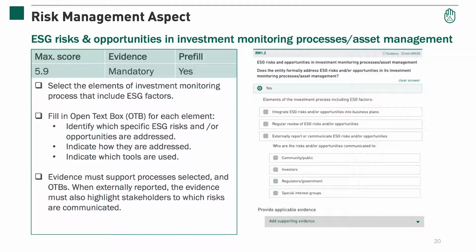applies to. Next, you will need to fill in the open text box for each element selected. Within each text box, it is necessary to identify which specific ESG risks and/or opportunities are addressed, indicate how they are addressed, and indicate which tools are used. Please note that evidence is mandatory for this indicator and must demonstrate support for the processes selected and statements made in the open text box. And if selecting externally report or communicate, the evidence must also highlight sections indicating stakeholders to whom the risks are communicated.